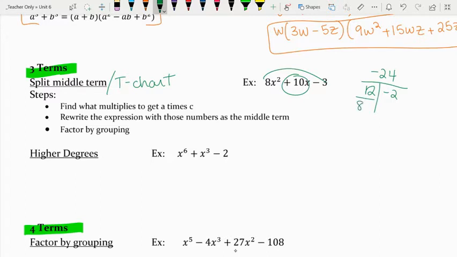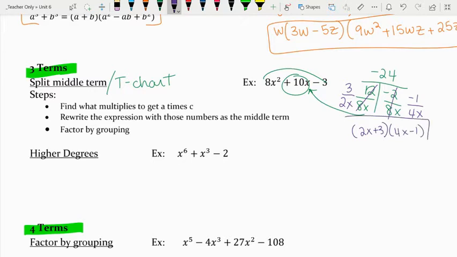Then in our denominator is always our a value, and whatever our middle term is for x's. Reduce if you can, which you can on both sides here. So we would divide both by 4, and you get 3 over 2x. And this one would be divisible by 2, which gives me negative 1 over 4x. And then you write it bottoms up. 2x plus 3 and 4x minus 1.